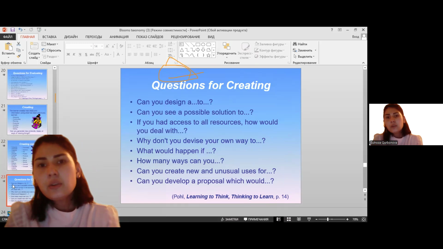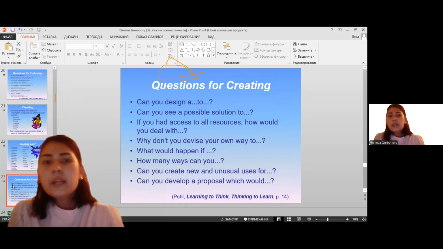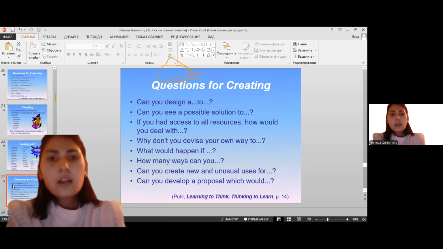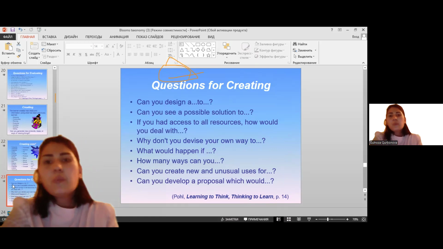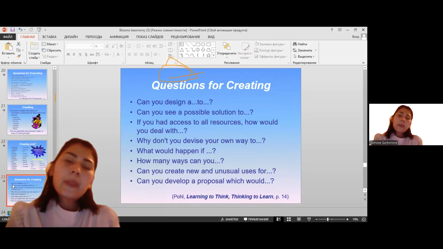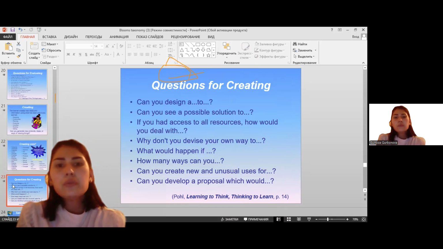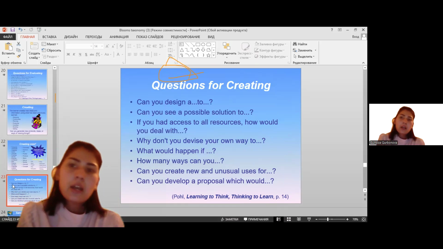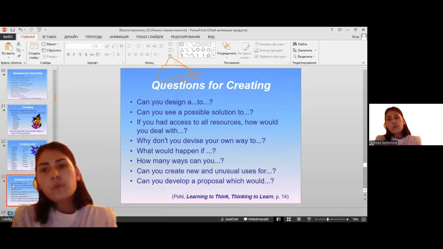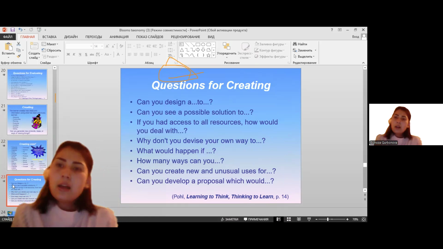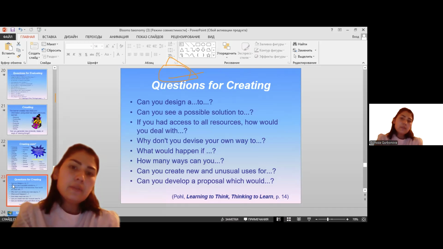Here you can see questions for creating. Look forward. Can you design this? Can you see a possible solution to this? If you had access to all resources, how would you deal with this? And why don't you devise your own way to do it? Or what would happen if this changed?